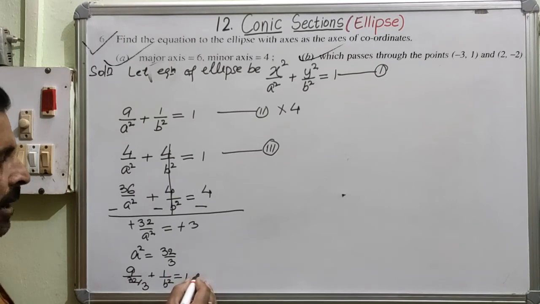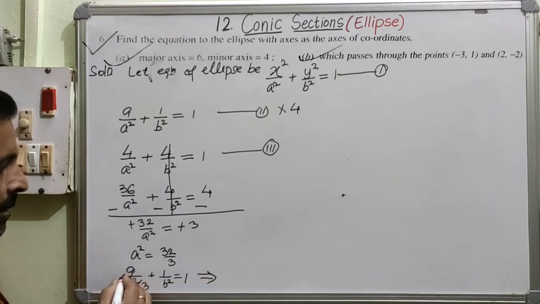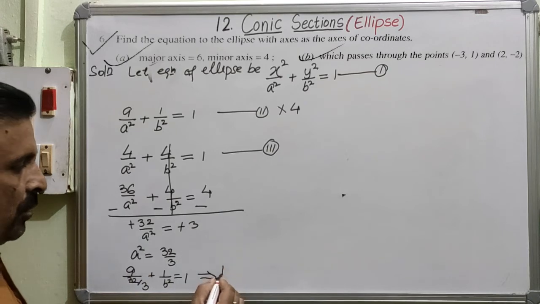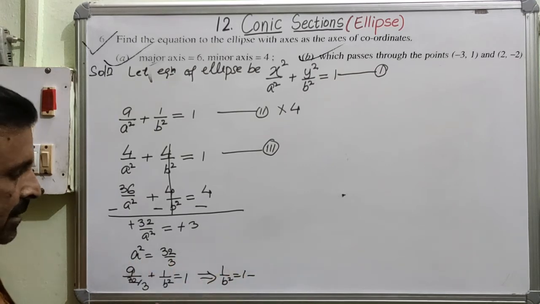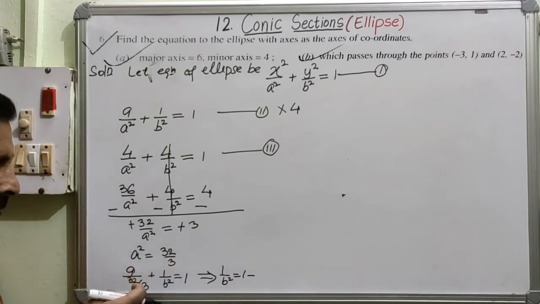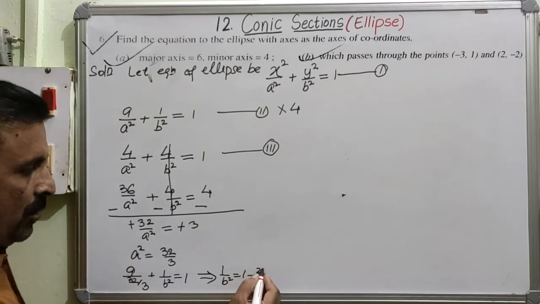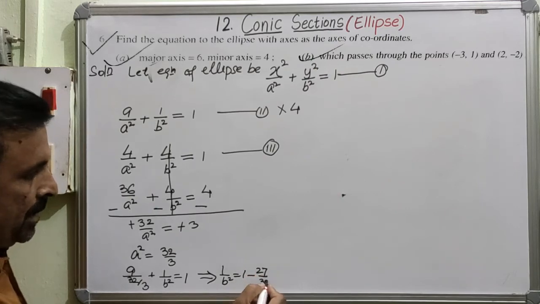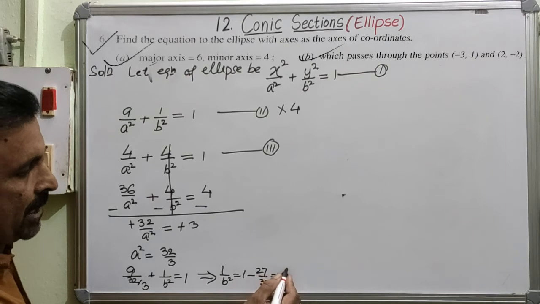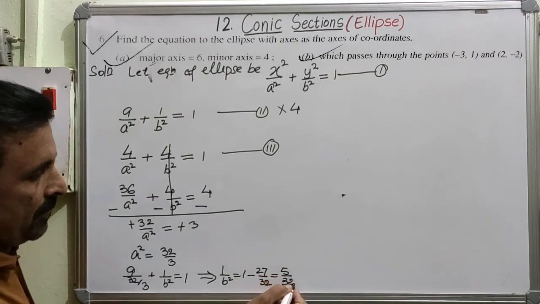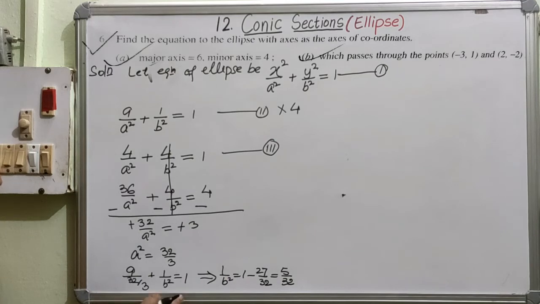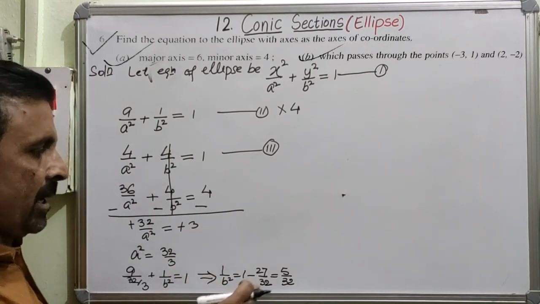Alright. Now as a result, this number will be simplified and shifted to the other side. So your 1 over b square will be equal to 1, and this quantity when it comes to this side will become negative. Now when we turn it upside down, this 9 will go, this 3 will go up, and 32 will remain down. So 9 threes are 27. That means 27 over 32. Now when we simplify these two, your final answer is coming as 5 over 32. This is the value of 1 over b square, right? And from here we can also have the value of b square.